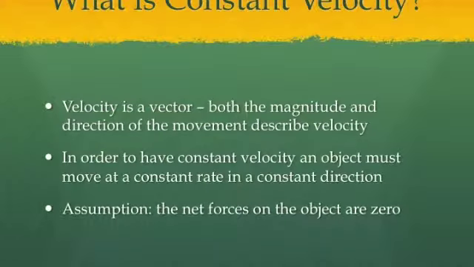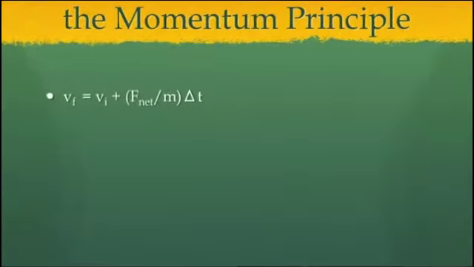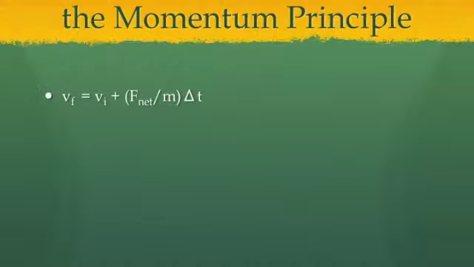A key assumption that is made for the case of constant velocity is that the sum of the forces on the object, things like the force of gravity and the force of friction, are zero. This is not to say that each individual force itself is zero, but that the net or total forces on the object equal zero. Newton's second law is the equation used to calculate an object's velocity.